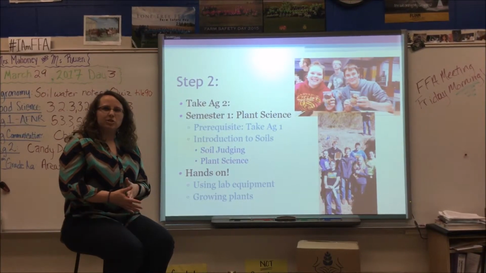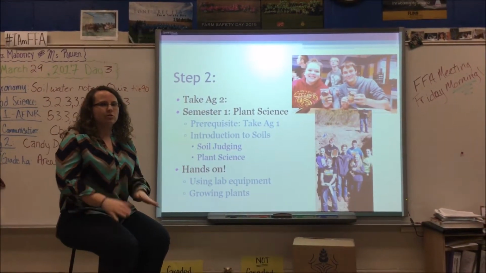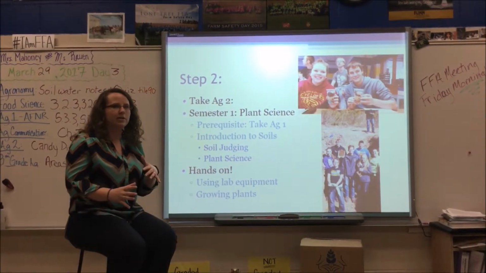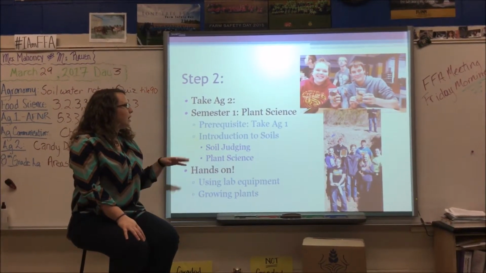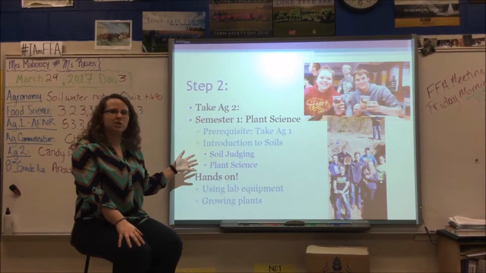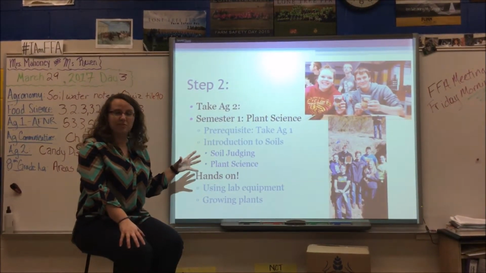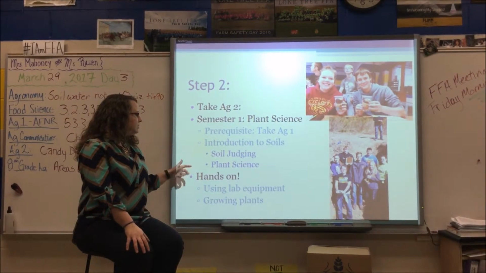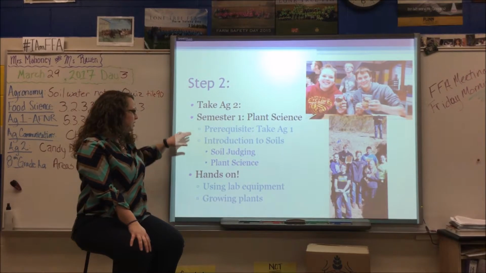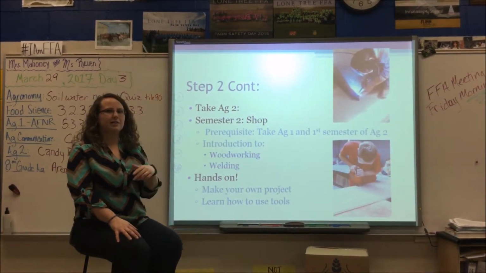Step 2, after you have taken Ag 1, you go into Ag 2. First semester of Ag 2 is plant science. We learn all about the different aspects of plant science. You do have to take Ag 1 to get into Ag 2. We do soil judging, so it sounds boring, but it's actually a lot of fun. And we do a lot of hands-on, using different sorts of equipment, lab equipment, those sorts of things. We grow some plants, that kind of stuff.